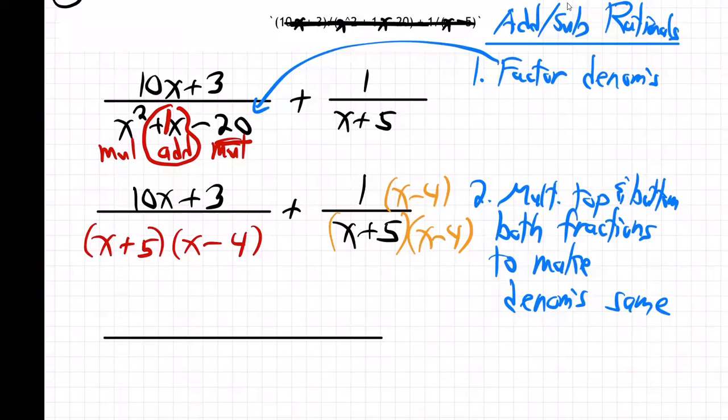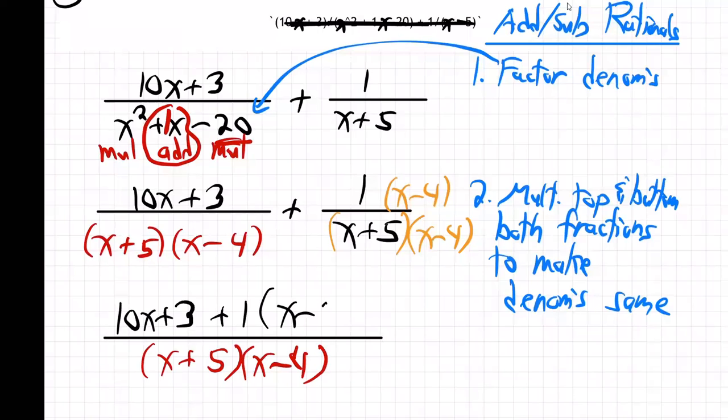So x plus 5, x minus 4. Okay, and now I'll bring down the tops. 10x plus 3, plus 1 times x minus 4. Okay, there's the plus sign right there.